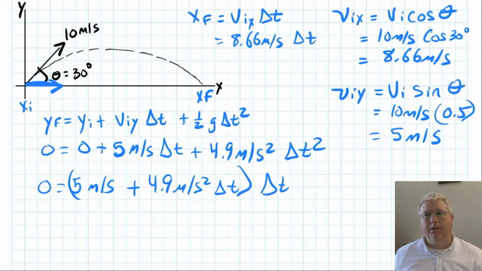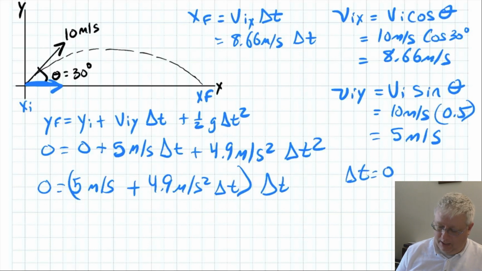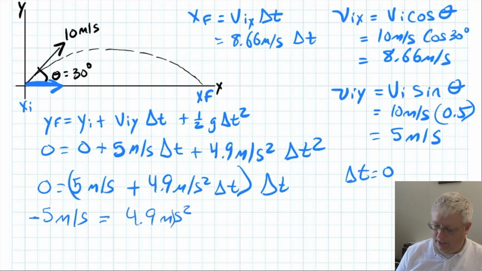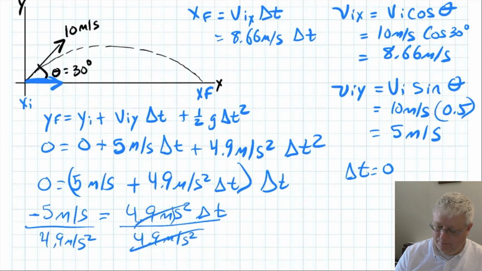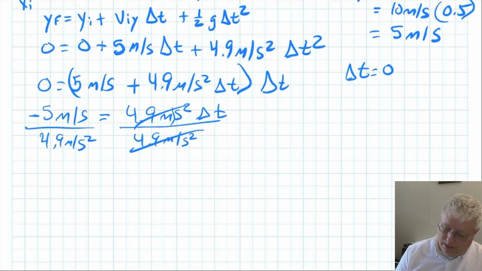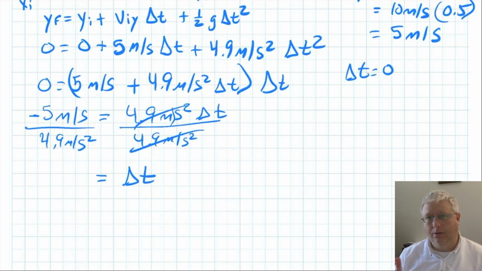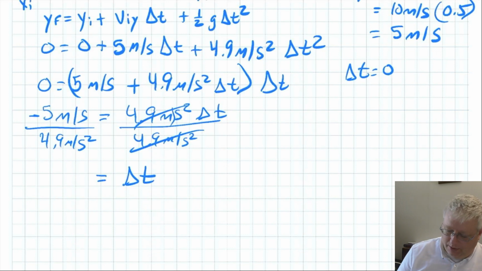So what does that mean? That means the time interval either has to be 0, or it has to be, all right, we'll move the 5 meters per second to this side, that's -5, equals 4.9 meters per second squared times the time interval. So we divide both sides by the 4.9 meters per second squared. And that gives us delta t is -5 over 4.9. Here the negative sign doesn't really mean anything because there's no negative in time. So 5 divided by 4.9 is 1.02 seconds.